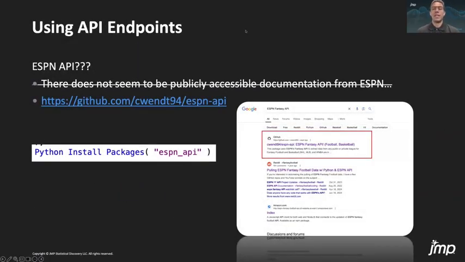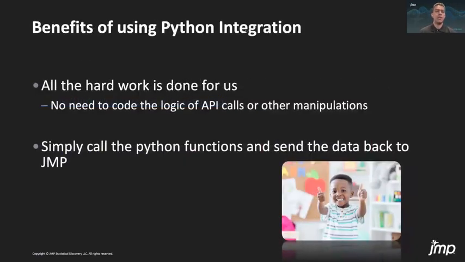And so since this exists for ESPN, we can now do the same thing for ESPN. And since there's not good documentation for them, we can instead rely on the pre-existing Python API that someone has already written. So what are some of the benefits of using Python integration?